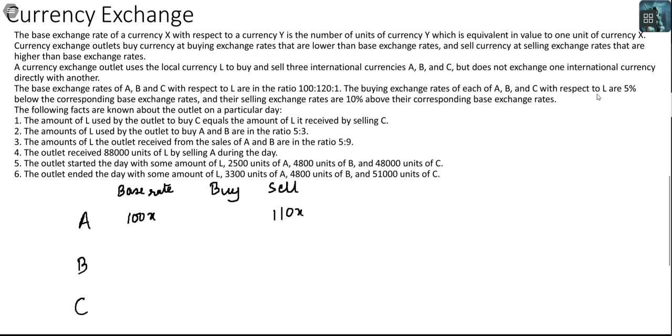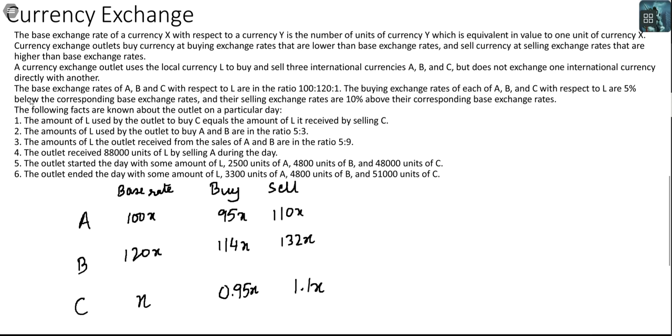Buying rate, where is it? Okay. So the buying exchange rate is 5% below the corresponding base exchange rate. So this should be 95x. Similarly, I have 120x here, so I should get 114x and 132x. Fine. Here I should be getting what? x, 0.95x and 1.1x. So I have all the exchange rates available in front of me.